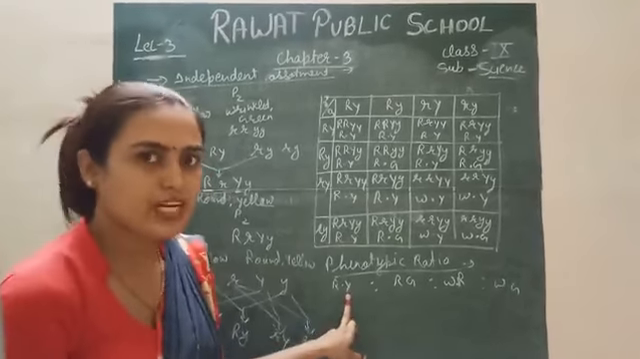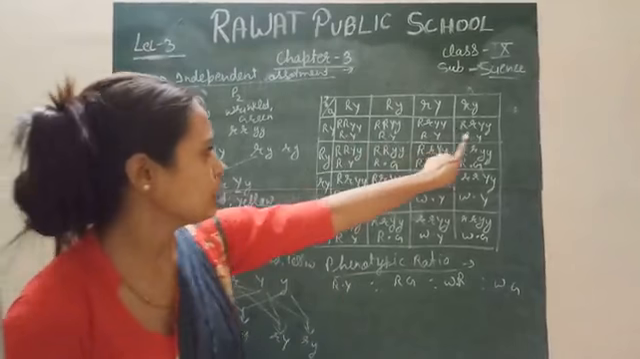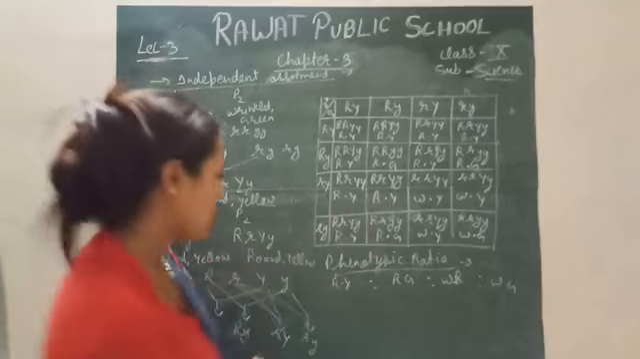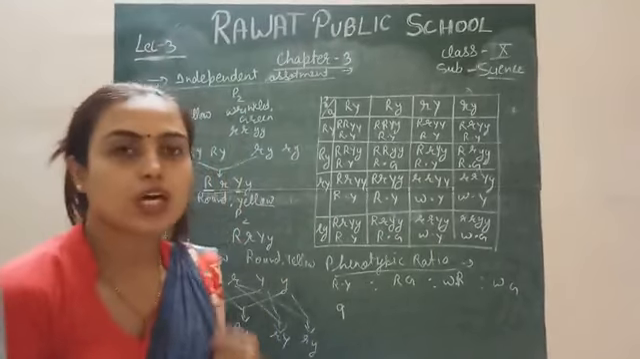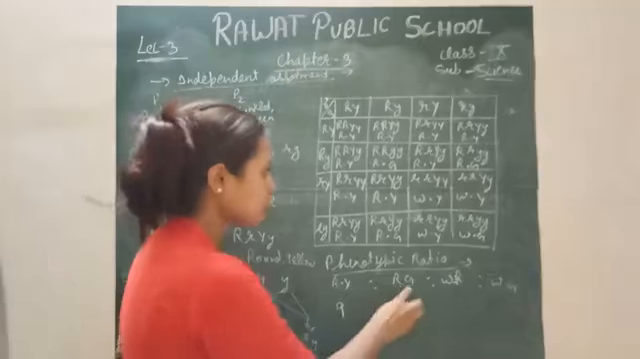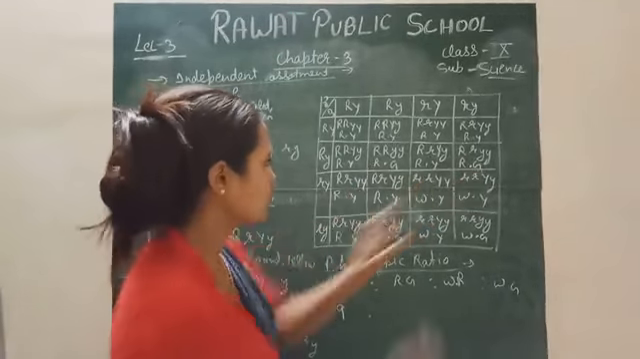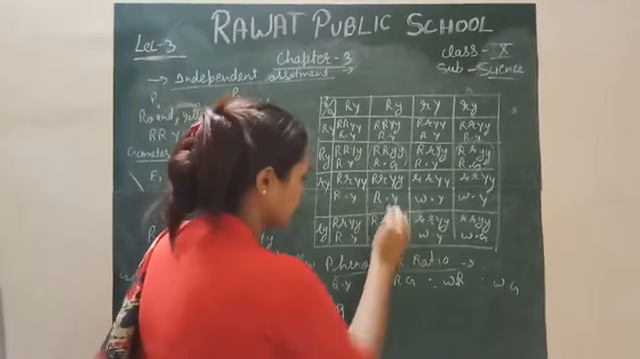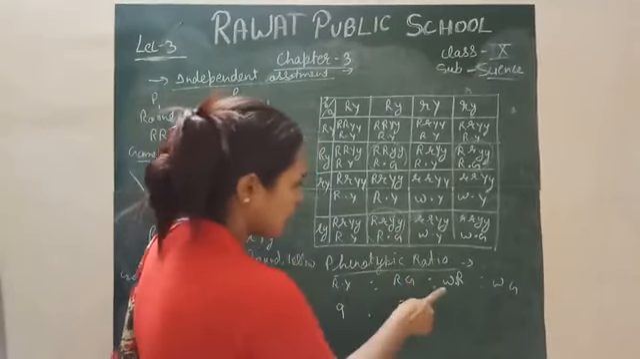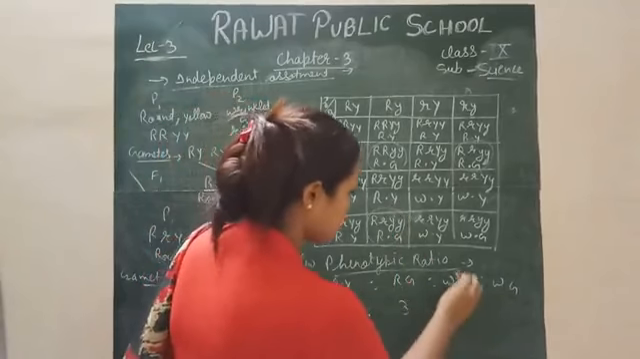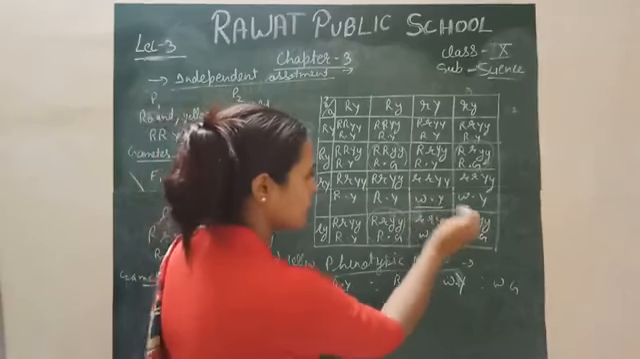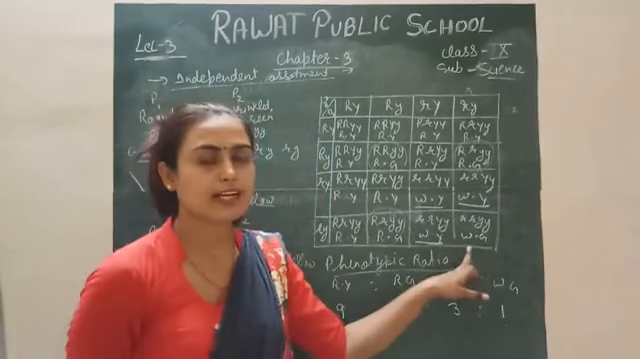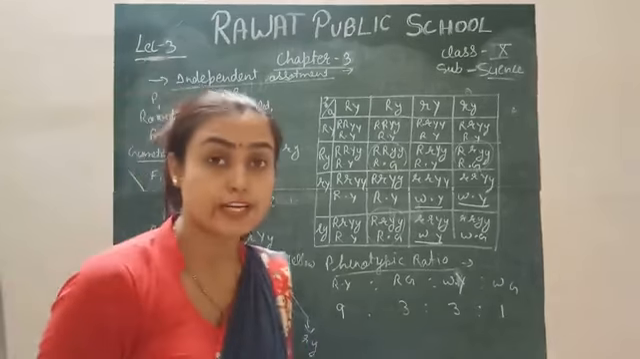Okay, round yellow. Firstly, we will count the round yellow: 1, 2, 3, 4, 5, 6, 7, 8 and 9. 9 will be round shape and yellow color seed. Round green: this is the round green, this is the round green and this is the round green, so 3. Wrinkled yellow: 1, 2 and 3. Again this is a 3, and this is the only one which is wrinkled green. It means you can say that this is the pure recessive form.